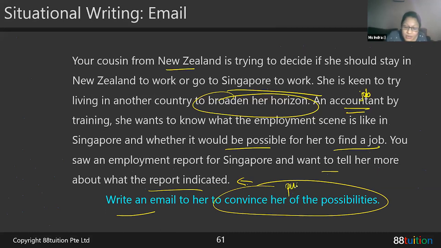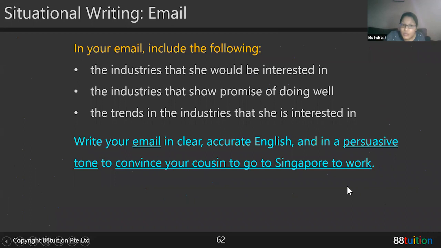You know that this is now your purpose. You're supposed to convince, persuade, basically. Okay, now in your email, include the following: industries she will be interested in, industries that promise of doing well. Obviously, she wants to be in something. This is a thumbs up. Obviously she wants to be in an industry that is doing well, right? Not just something that is meh, and then she doesn't have a chance of maybe pursuing her career further.